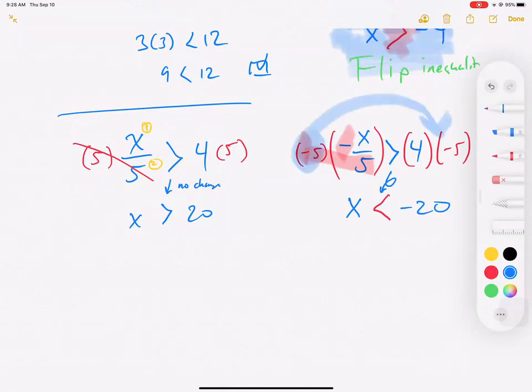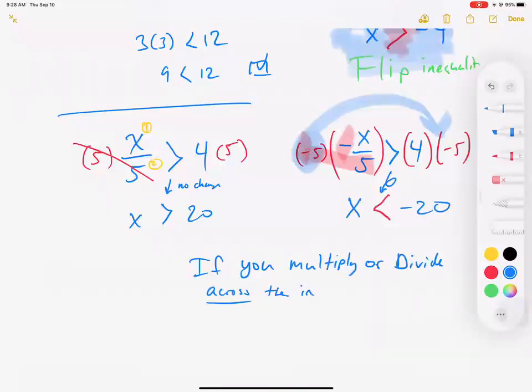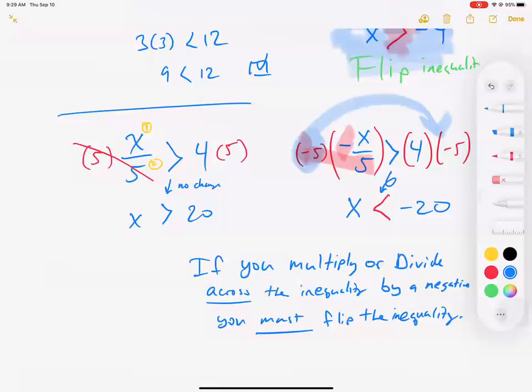So let's write the rule now. If you multiply or divide across the inequality, so it has to be across, by a negative, you must flip the inequality. Okay, that is a general rule.